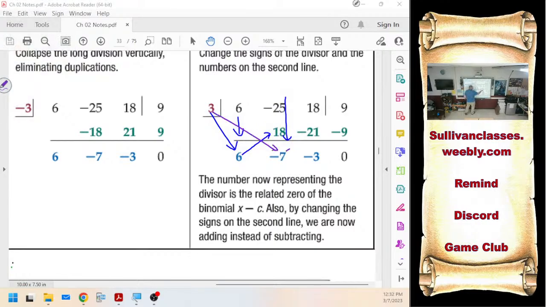Multiply these two, add, start over. Multiply these two, add. Multiply and add, and multiply and add, and multiply and add. And that is synthetic division, where I cut out all of the extra garbage, and because I have organized it in such a way, I'm able to do these way faster.